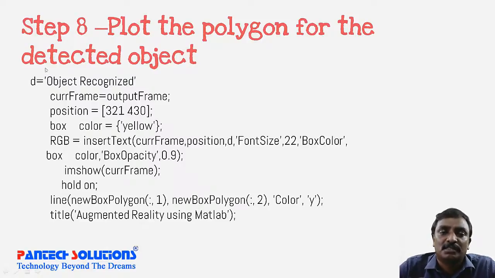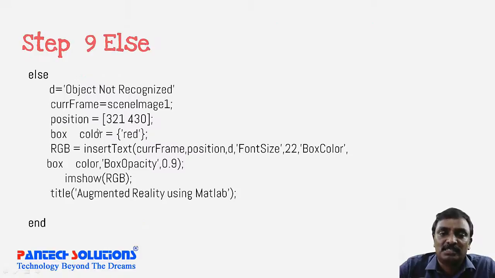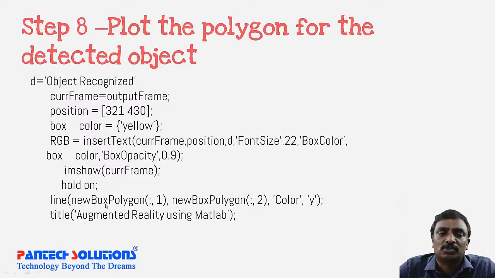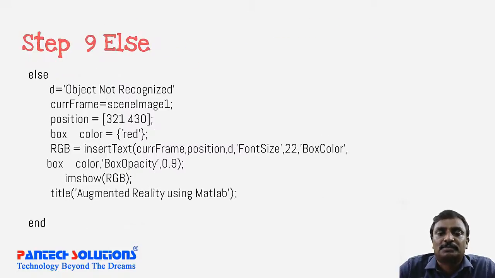That's all. The same code, copy and put it in the else loop and put object not recognized. If the object is not recognized, you just put object not recognized and insert a text. There will not be any line command because there is no object here. The line command is used to plot the box polygon on the object. So here you will not have the line command. So this is the else, and that's the end of the code.